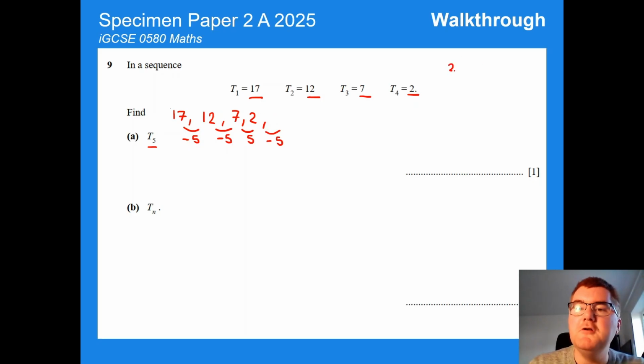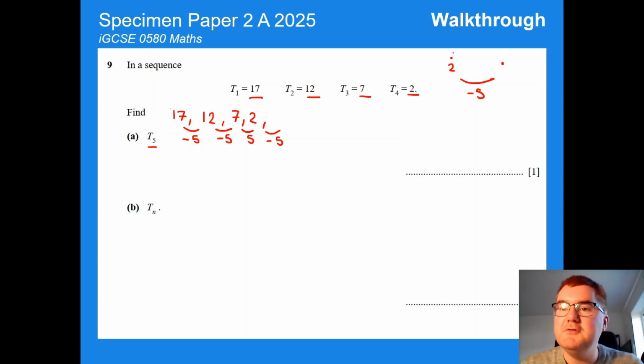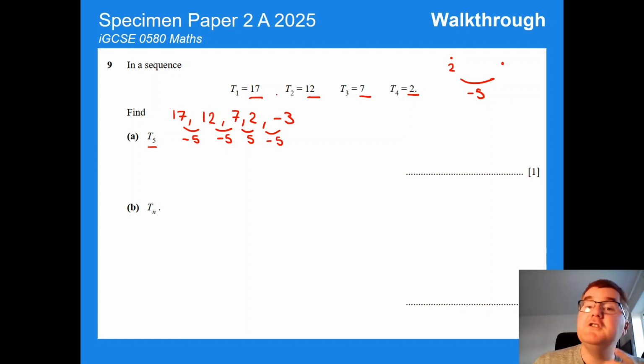So we're at 2. We want to get down to minus 5. And how do we get there? So 2 minus 5. So 2, 1, 0, minus 1, minus 2, minus 3. So just making sure we go down in the same sequence, then we get to negative 3.